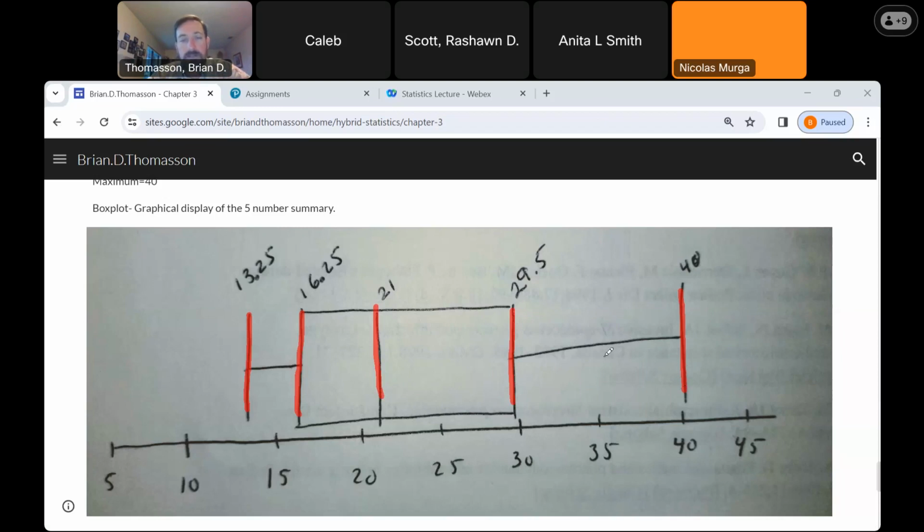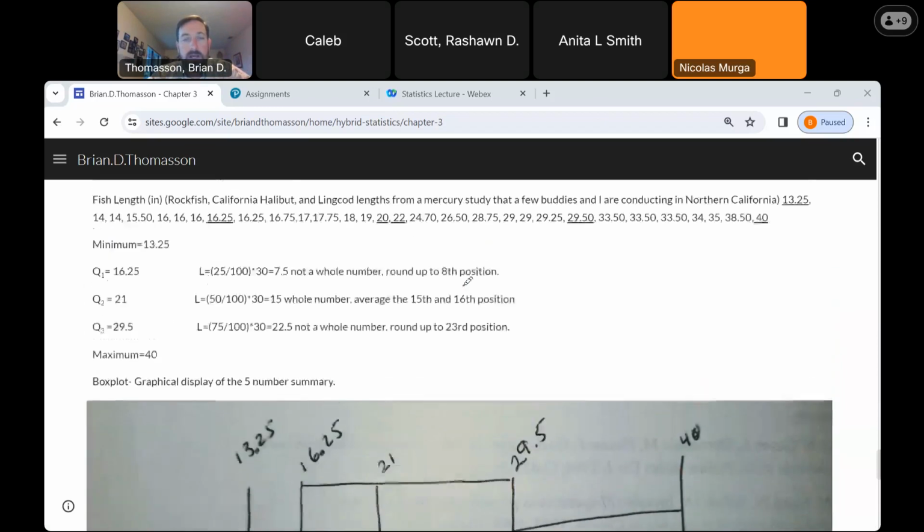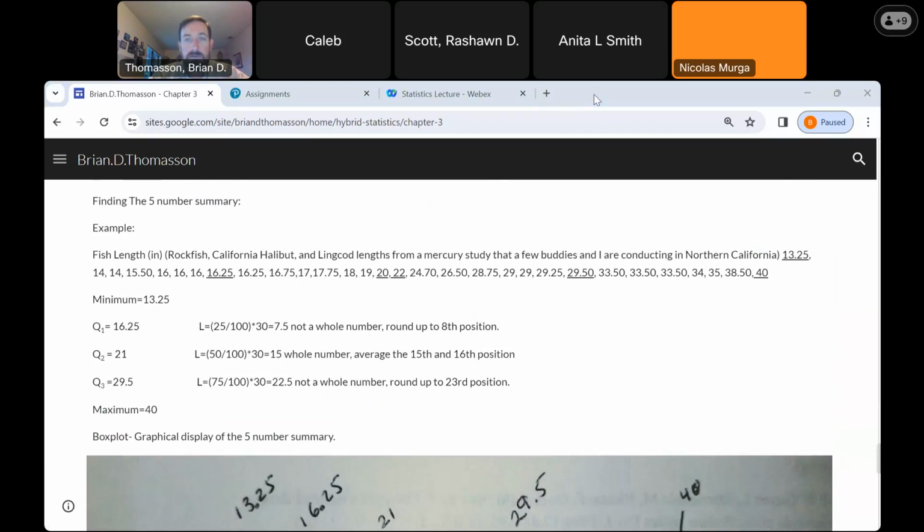Correct. Okay, so his question is a good one. Let me rephrase it, just so we all are on the same page. He's saying, when we got a whole number here, we average the 15th and 16th position, the 20 and 22, and we got a whole number of 21.